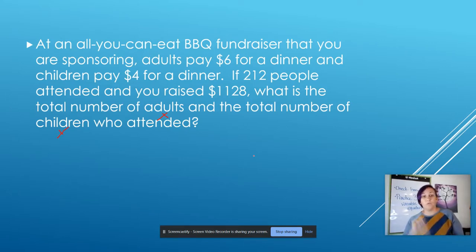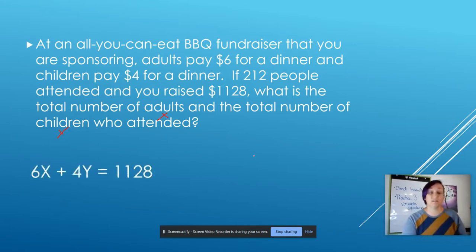So in this problem, one equation is going to have all of our money. So it's going to have the 6 and the 4 and the 1,128. So if it is $6 for adults and $4 for children, that's going to be 6X plus 4Y, because I said X is adults and Y is children. And then it equals the 1,128. You don't have to write the dollar signs in the actual problem. You just need the number part.